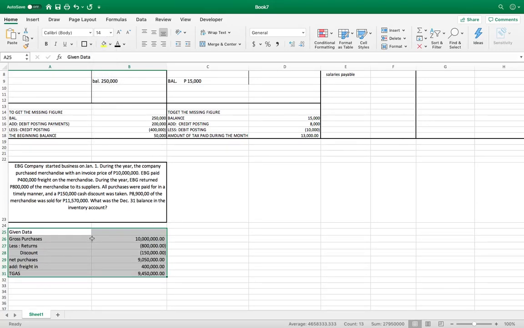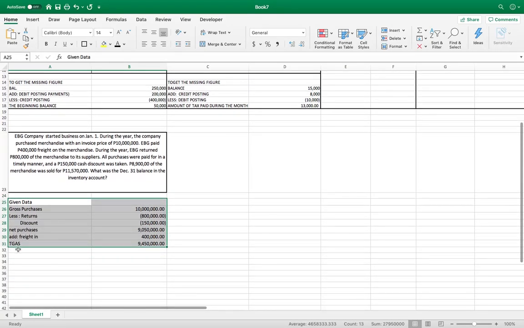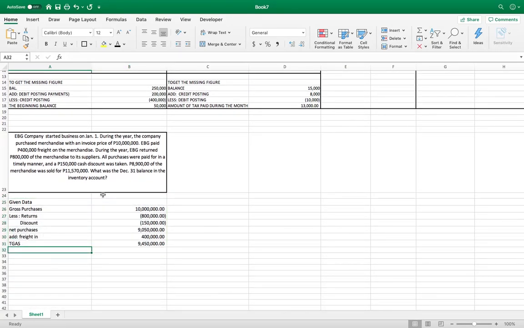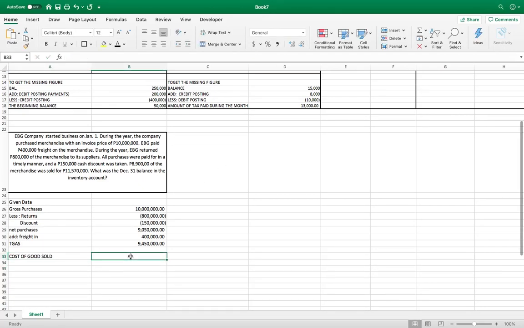But since ending inventory is the amount that is missing, how do we get the ending inventory? Take note if there is a given cost of goods sold, and it is given. The cost of goods sold is 8,900,000. That is the cost of goods sold.